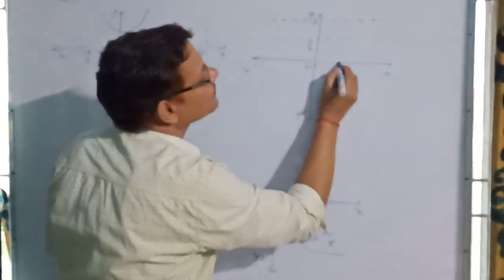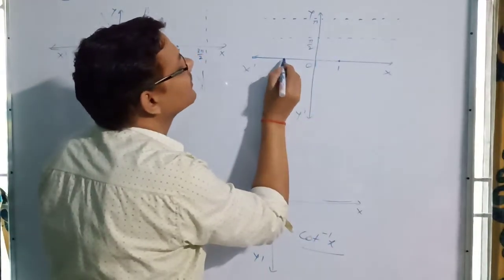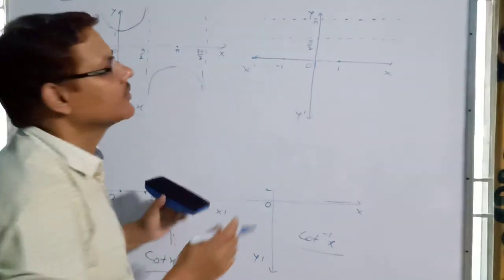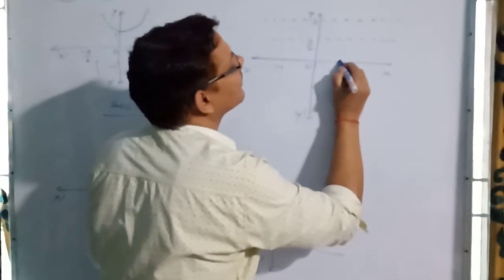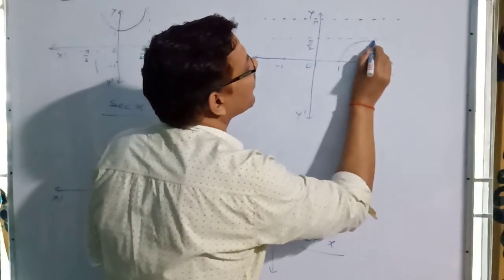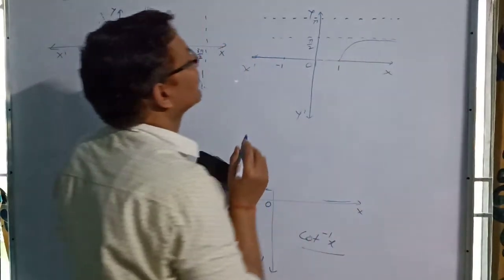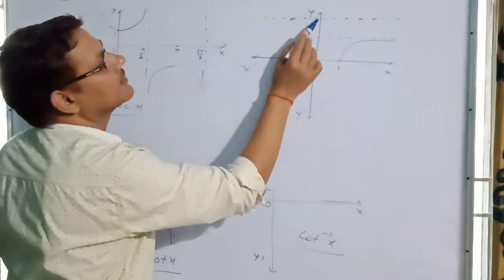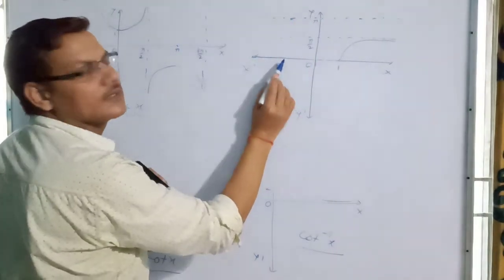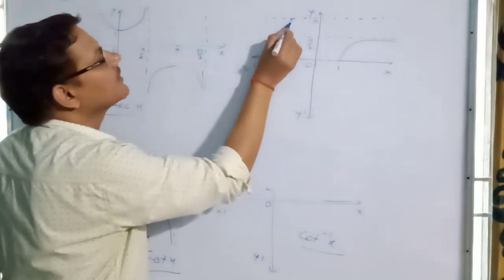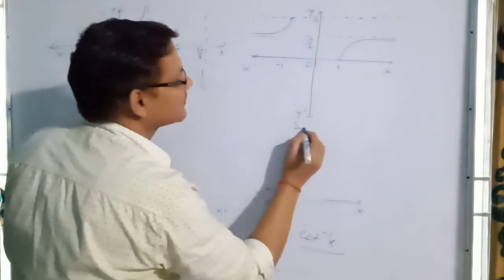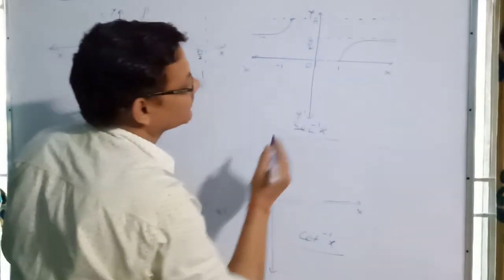Now here we wish to take 1 and minus 1. Sec 0 is 1, so it starts from here and is undefined at pi by 2. Now what about sec pi? Definitely sec pi is minus 1. That's why it goes to this. This is the graph of sec inverse x.